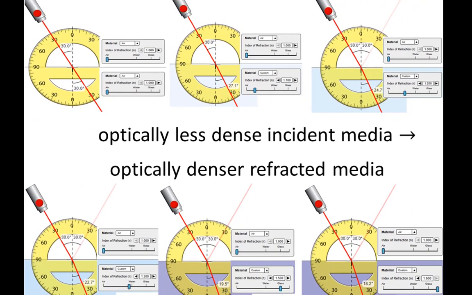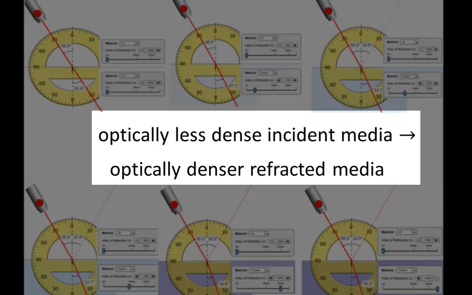So we have already collected the data that we're going to use. We did that in previous movies. You can look back to confirm that this was the data that we collected for the investigation where we made the light travel from an optically less dense to an optically denser medium.